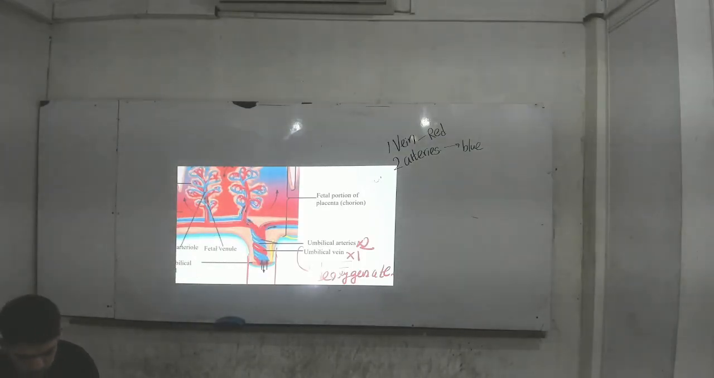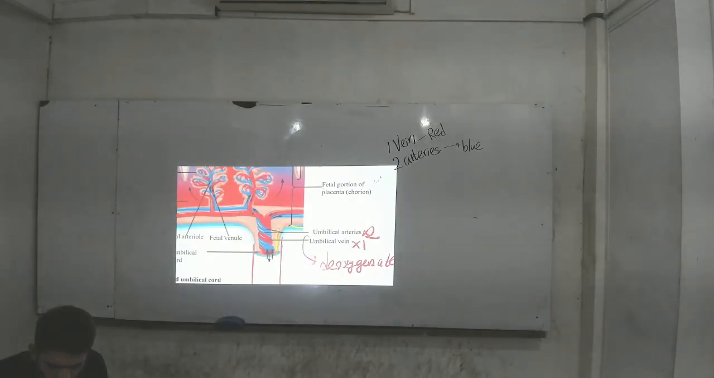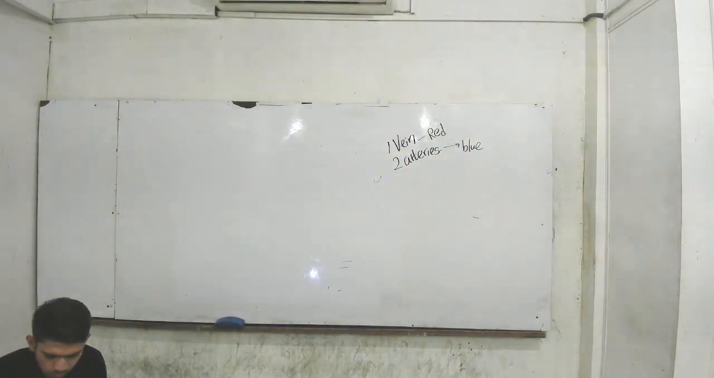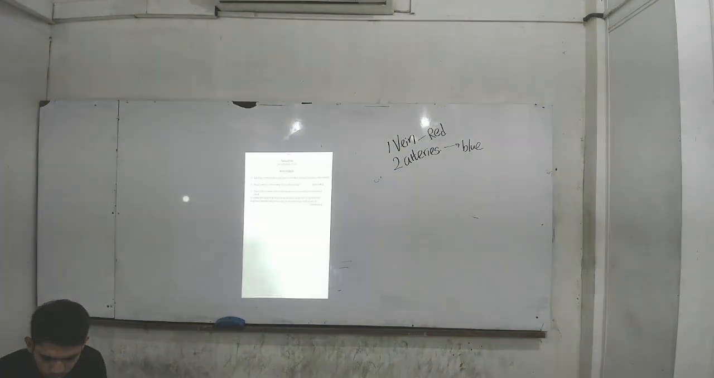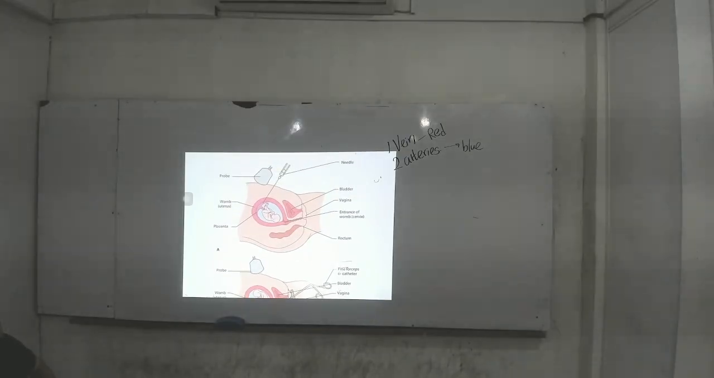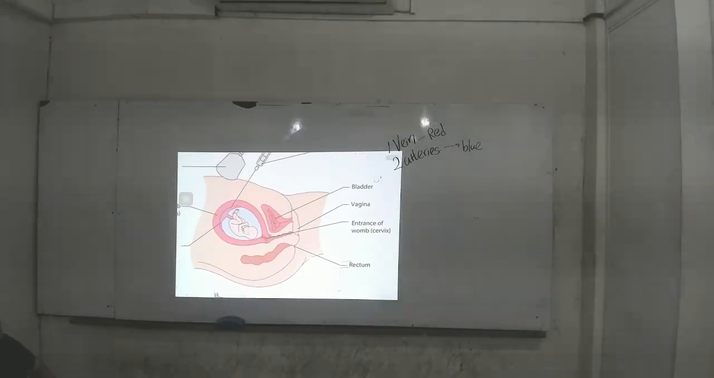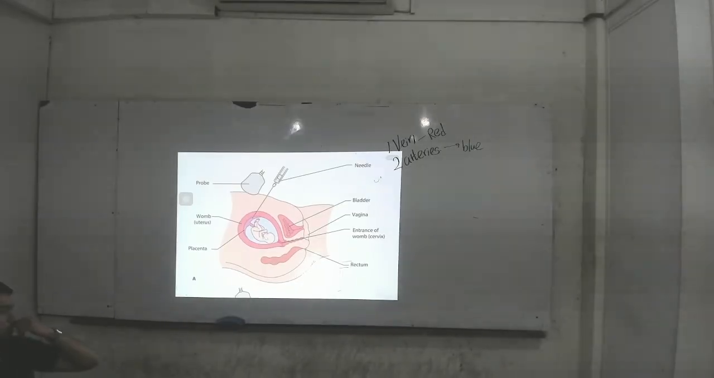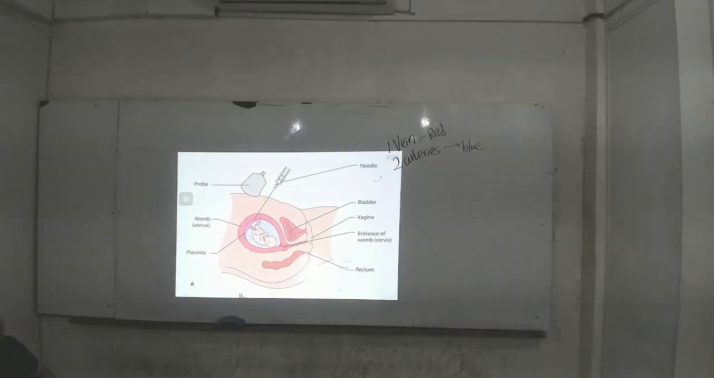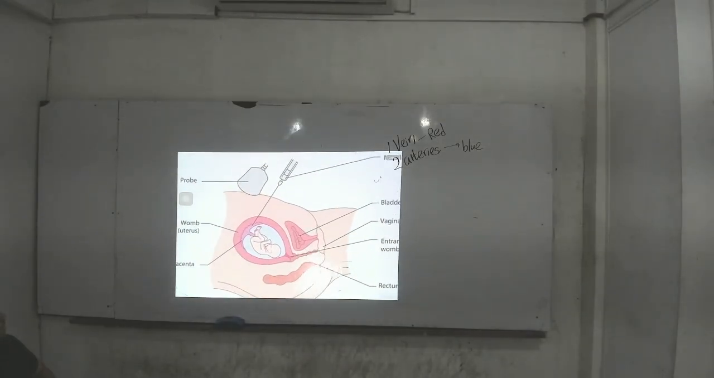Some diagrams. These ones I'll show you, right? This is chorionic villi sampling. I'll show you this once we are done. So I'll just show you these diagrams right now, right?